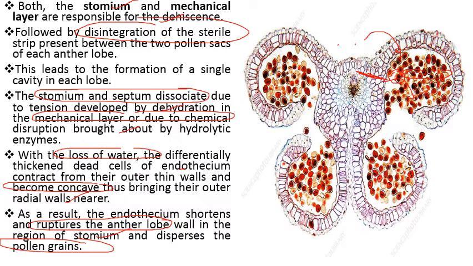This is the original photograph under the microscope. So these cells are known as stomium cells, and the endothecium cells are responsible for dehiscence of the anther.